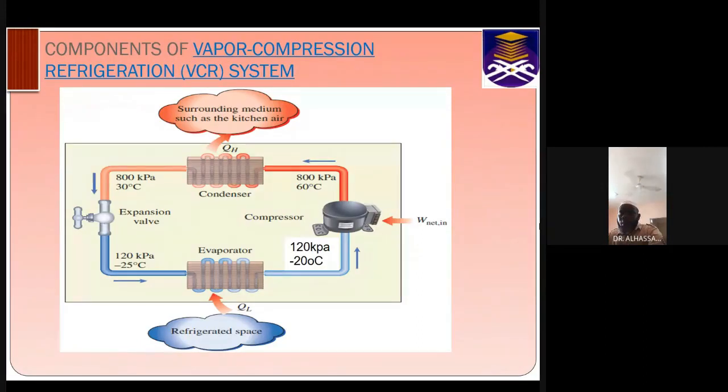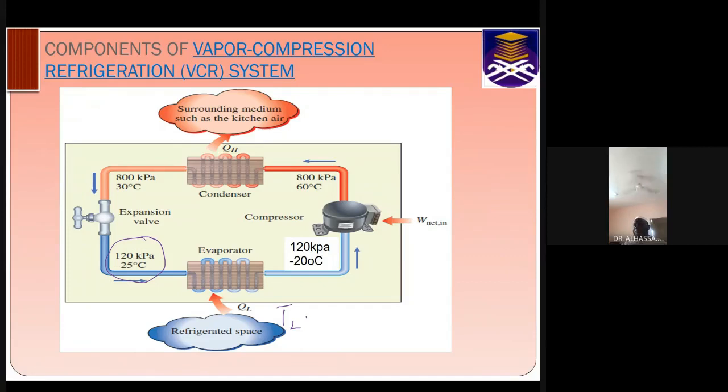Now let's look at the general characteristics of the refrigerator. Here we have the fluid entering the refrigeration compartment. What is the property of the fluid here? Temperature is minus 25 degrees Celsius, and pressure is 120 kilopascal. The temperature of this fluid is very, very low compared with the temperature T_L in the refrigeration space.